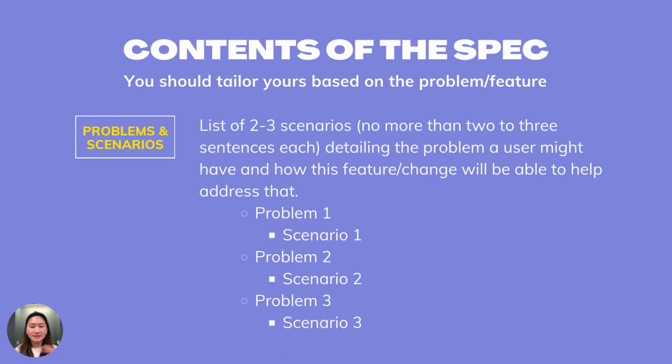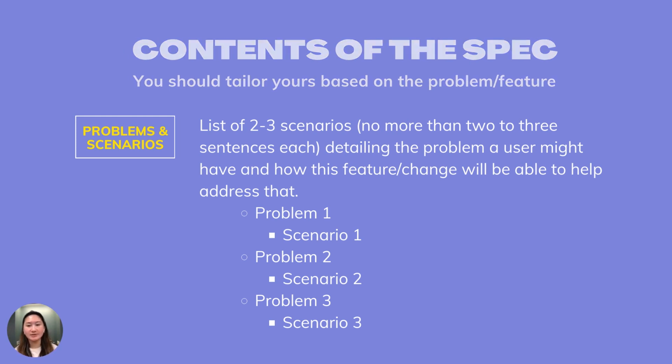In the problems and scenario section, it's very helpful to list 2 or 3 scenarios, detailing the problem that a user might have and how your specific feature or proposal will be able to help address that. I typically use this format. What is the problem? What is this user scenario? The second problem, second user scenario, and so forth.